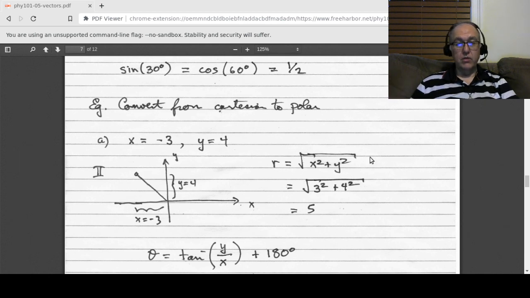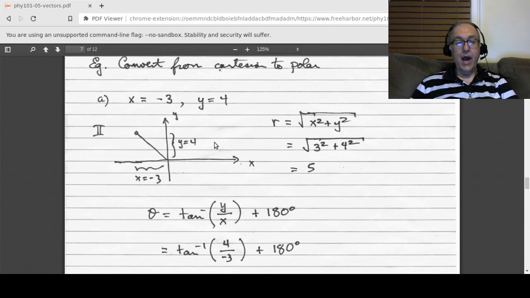So r is equal to the square root of x squared plus y squared. That's going to be the square root of 3 squared plus 4 squared, and that turns out to be 5. Now we need to calculate that angle theta. So theta is the inverse tangent of y over x. Y is 4, you can see it there. X is negative 3. So the inverse tangent of 4 divided by negative 3 is some number. But remember, we're in quadrant 2, and for quadrant 2 or quadrant 3, we have to add 180 degrees. So that's where that 180 is coming from right there.